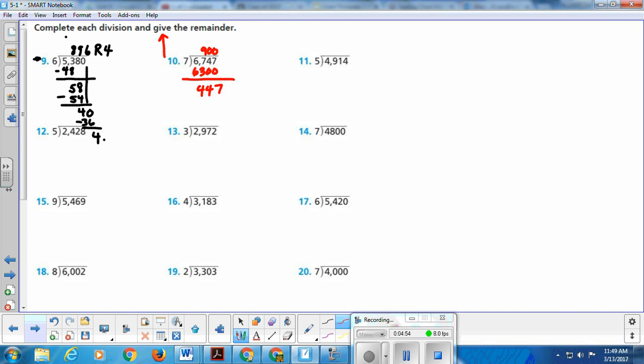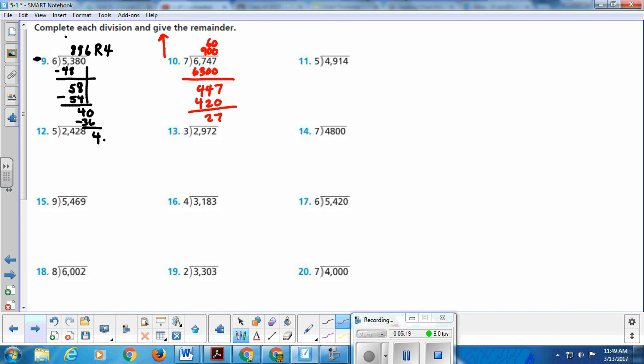7 into 447. Let's see. 7 times 6 would be 420. 7 times 7 would be 490. So I'm going to say 60. So 420. Subtract. 7 into 27.